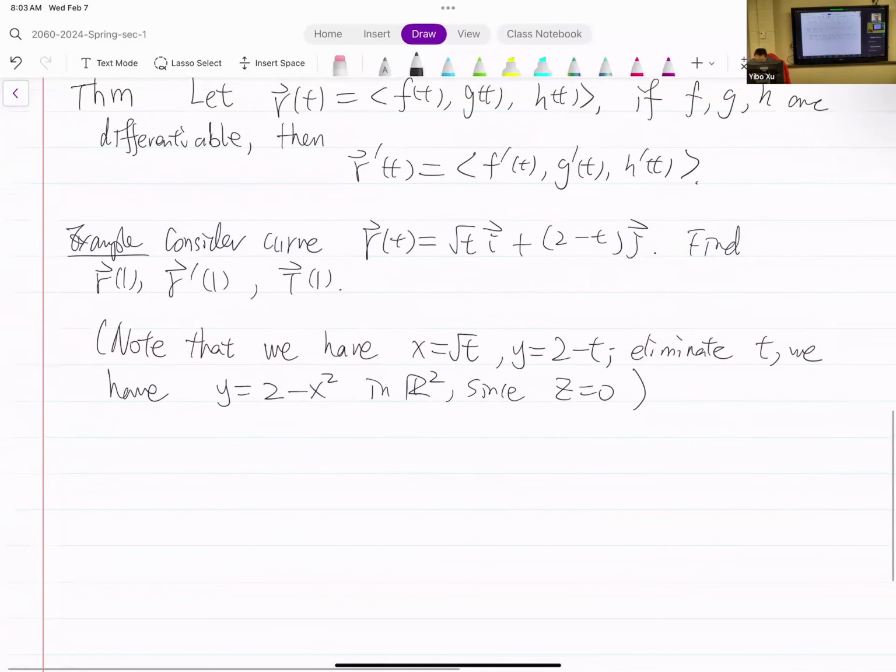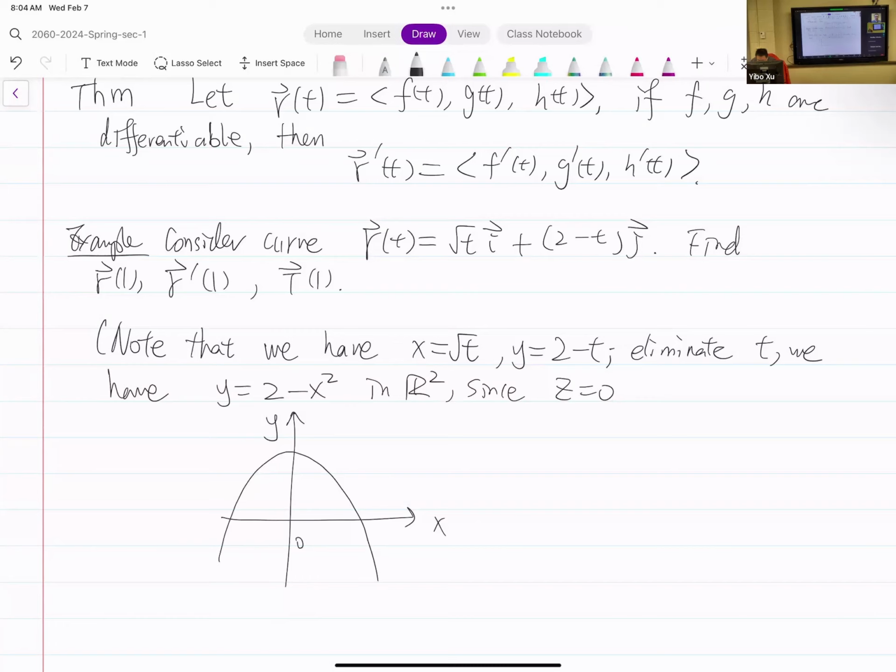Okay, and then, before closing the bracket, let me just quickly sketch the figure. Within the xy plane, this is y equal to 2 minus x squared. This is a parabola opening downwards, and it is symmetric with respect to the y-axis, because we have just 2 minus x squared, so this is an even function. Okay? And when t equals 1, we're looking at r(1).